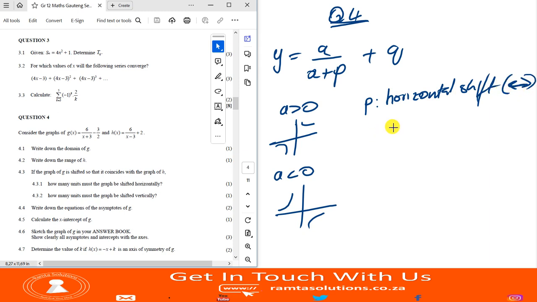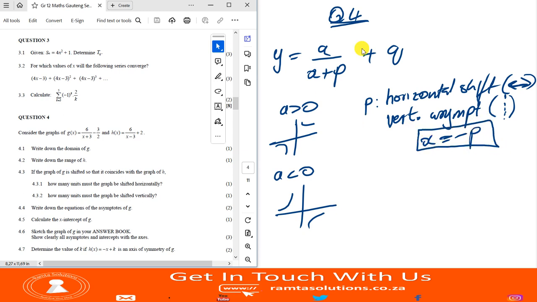And what else does it do? It also represents the vertical asymptote. I'm going to draw these broken lines. To get this vertical asymptote, we will say x is equal to negative p. It's very important that you know this whenever you deal with hyperbolas.